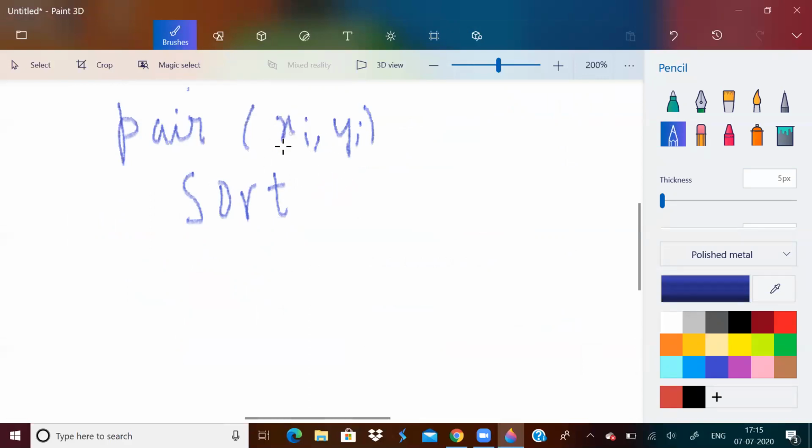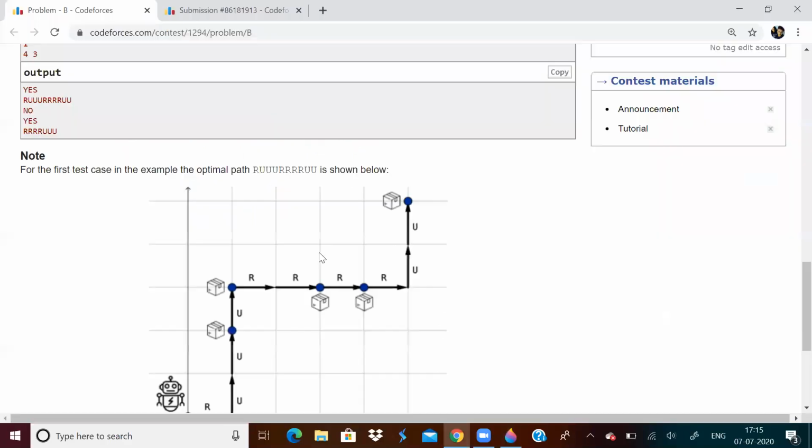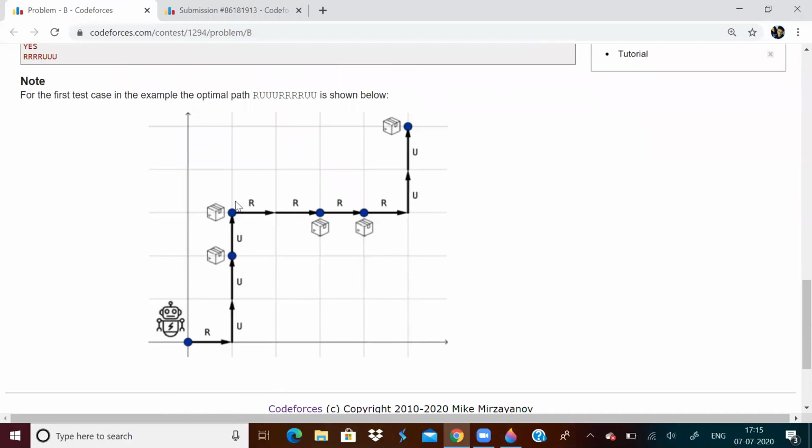And if the x coordinates are the same, it is sorted according to the y coordinate. That will help us in finding out whether we can collect all packages or not. That is the first thing we have to do. Like you can see in this test case example, the path is going rightward. It's going towards this side, rightward, or you can say upward, whatever, but essentially it is going rightward.